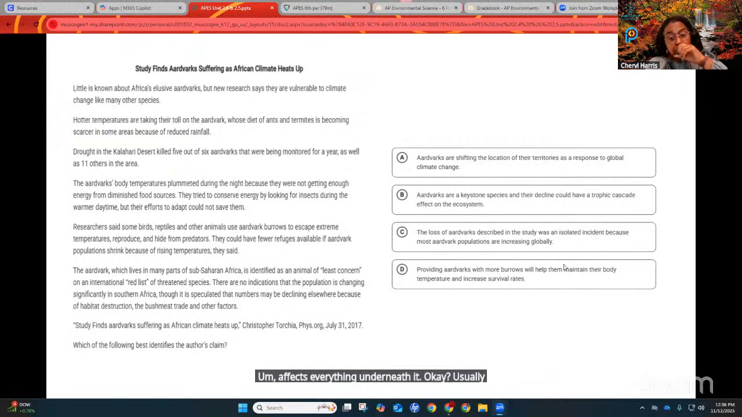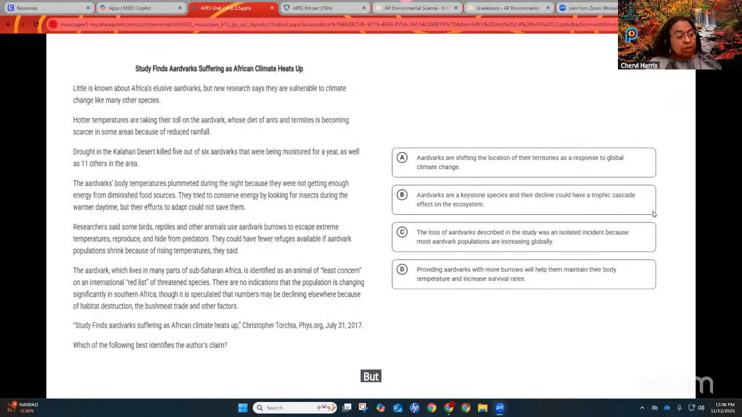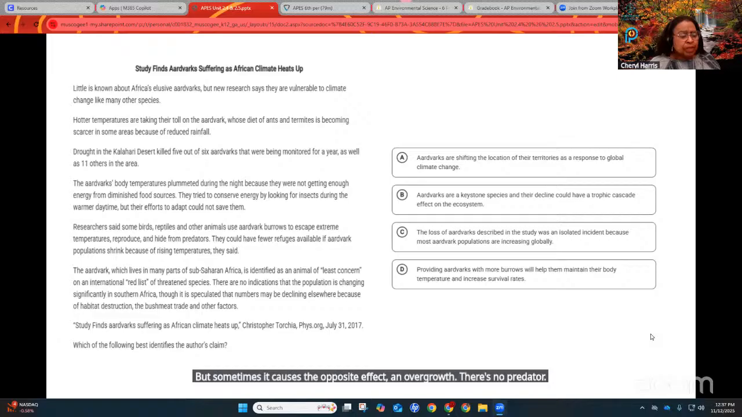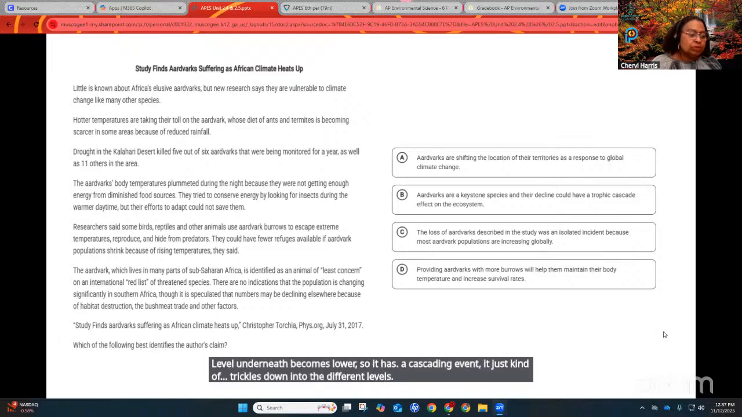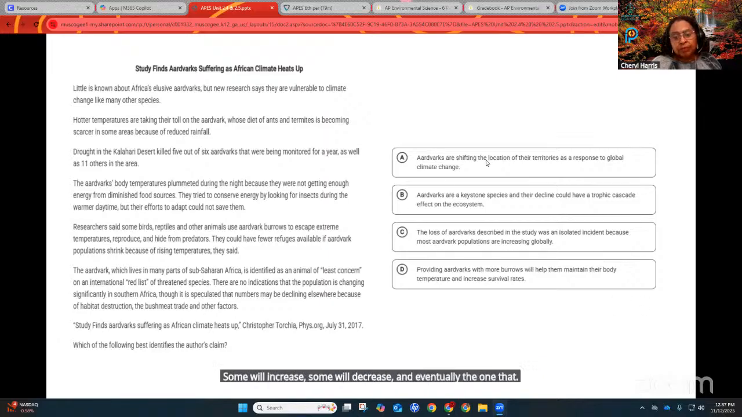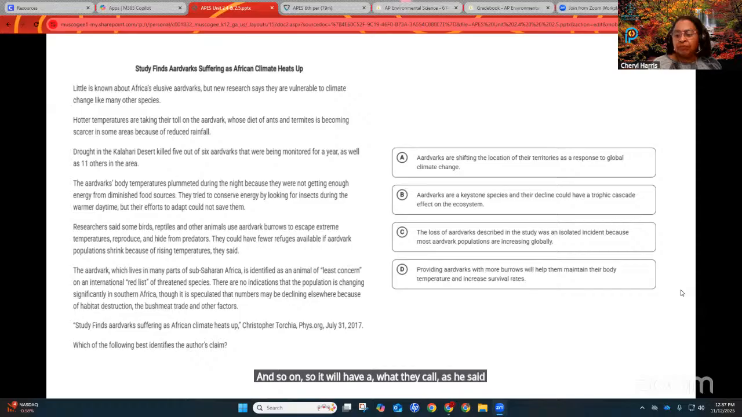Usually, in this case, it'll cause hardships for those underneath, but sometimes it causes the opposite effect, an overgrowth. If there's no top predator, then that means that the ones underneath it have more to eat. There's more of them to feed on the ones below. So then that level underneath becomes lower. So it has a cascading event. It just kind of trickles down into the different levels. Some will increase, some will decrease, and eventually the one that the top predator was feeding on, eventually they'll eat so much they'll run out of food, and so on. So it will have what they call a cascading effect on the environment.